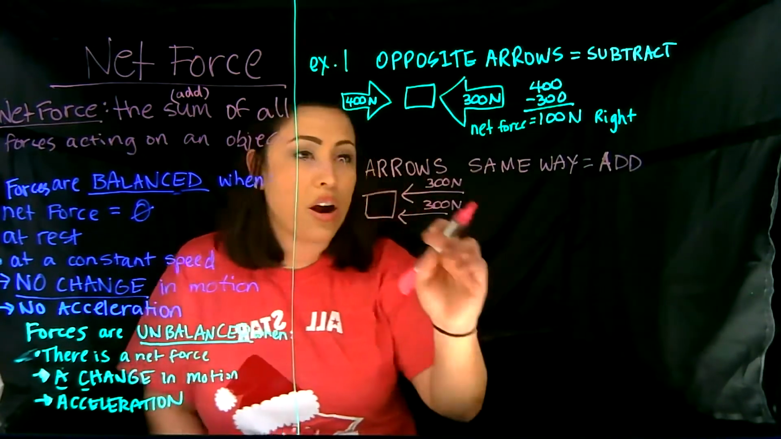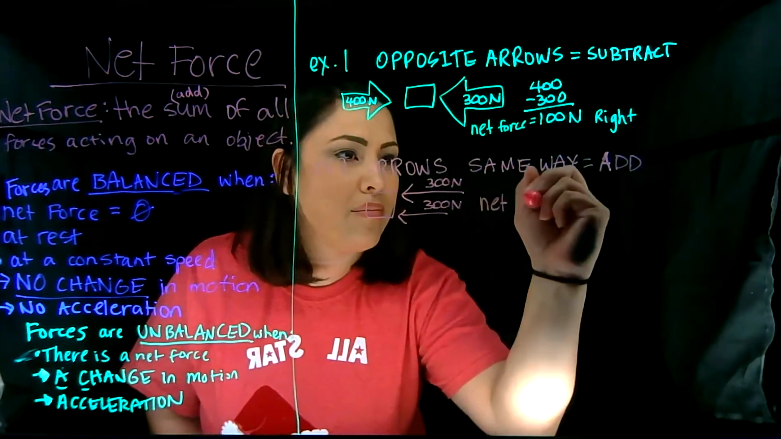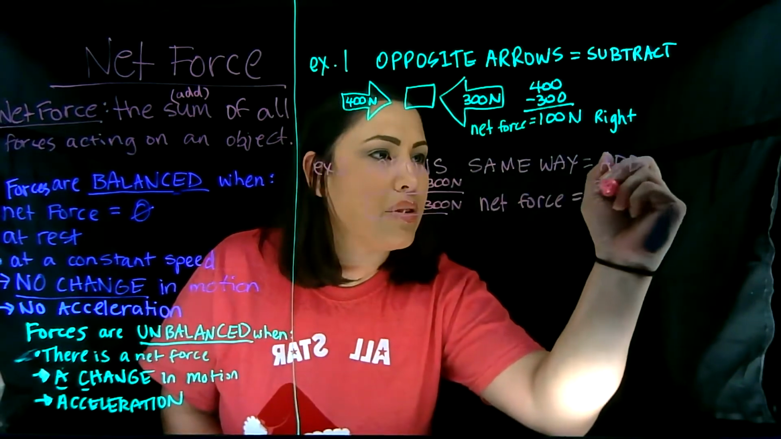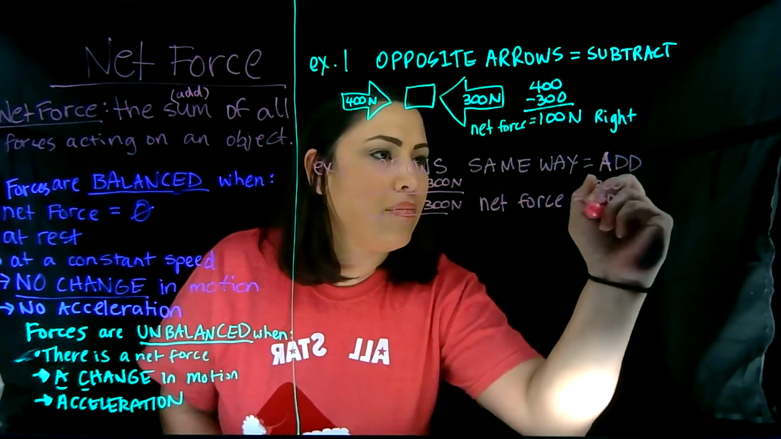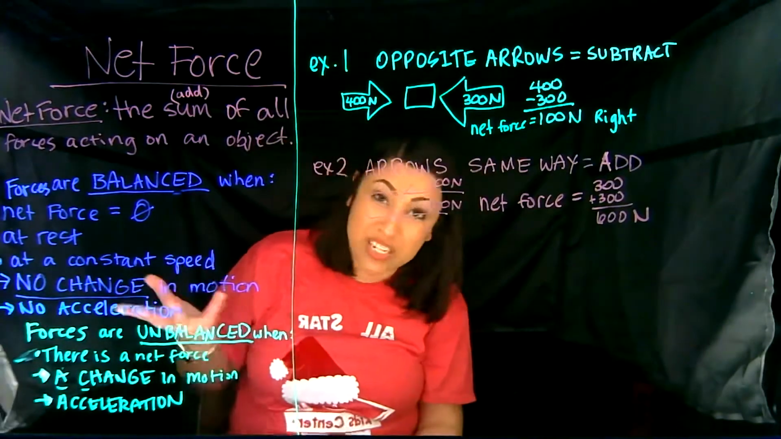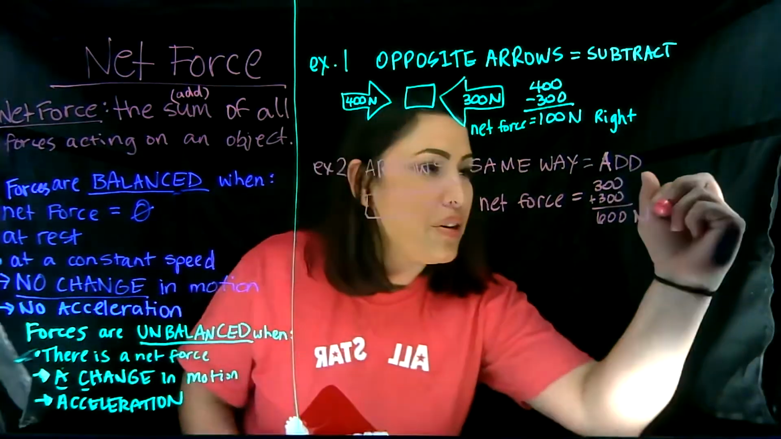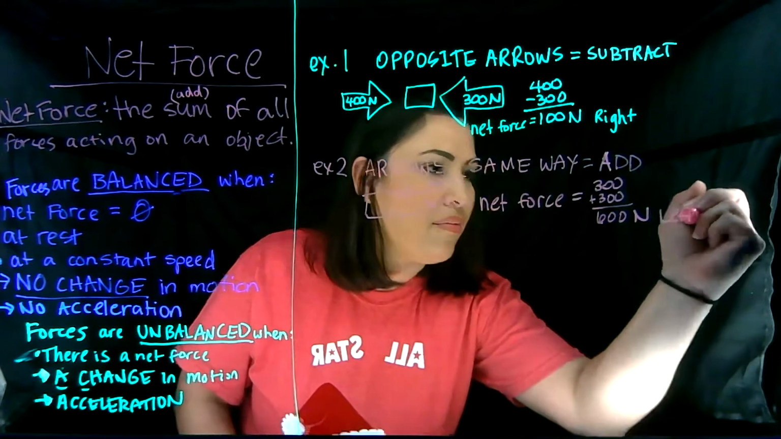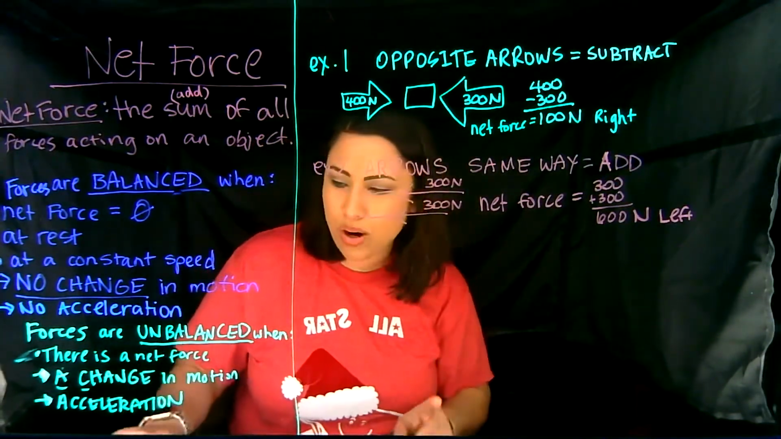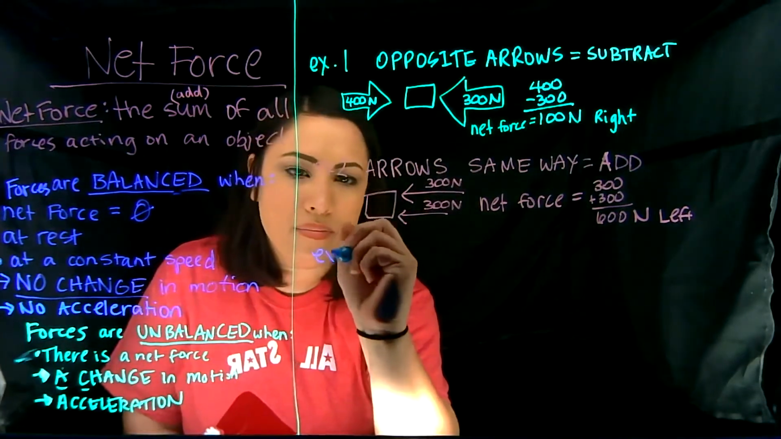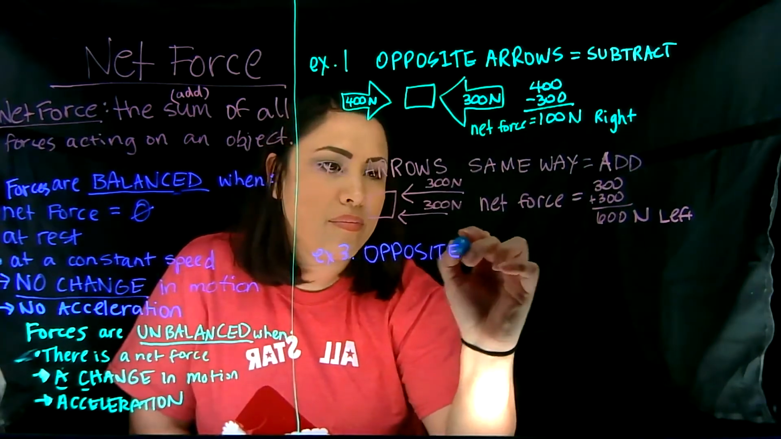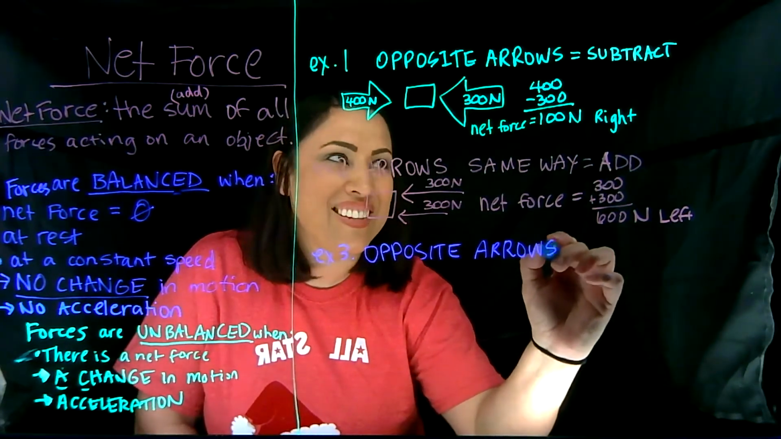All right, so our net force here, 300 plus 300 is, that one's easy too, 600 newtons. Now which direction are we going? 600 newtons left. Okay, let's try one more problem. Okay, example 3. So we're going to do opposite arrows again. What do we do with opposite arrows? It's right up there.